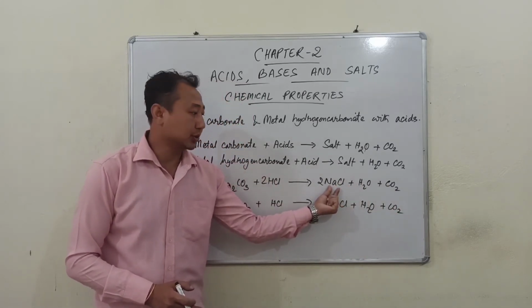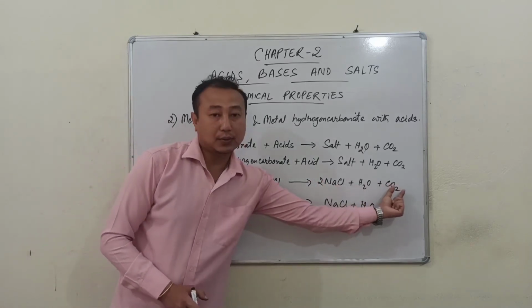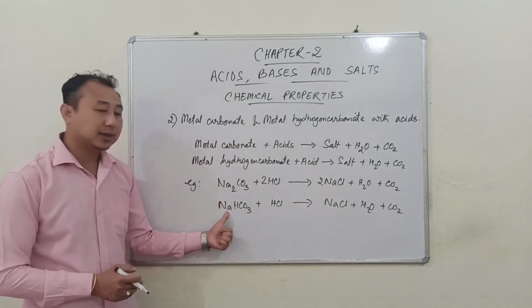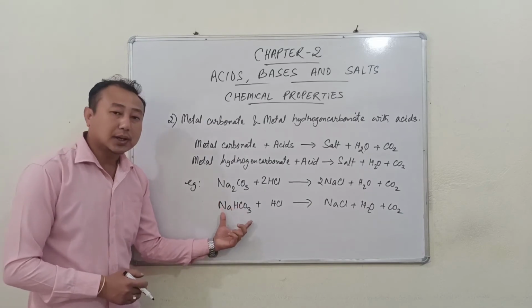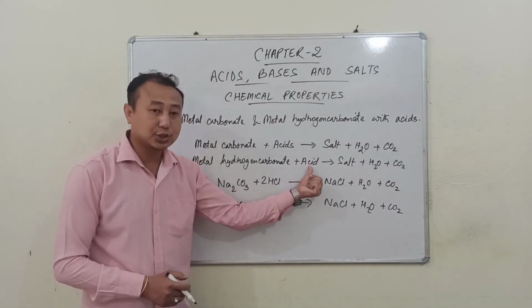Sodium chloride is a salt. So here, in this reaction, there is a formation of a salt, water and carbon dioxide. Now let us see the second example. The second example is an example of the reaction between metal hydrogen carbonate and acid.